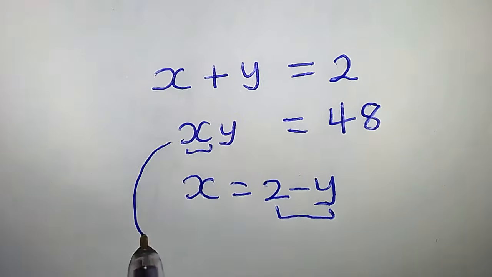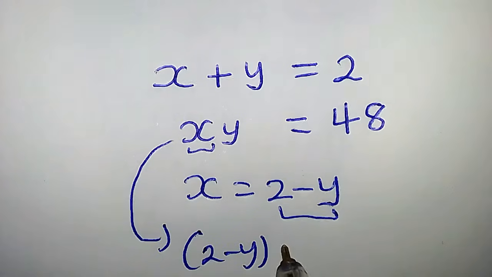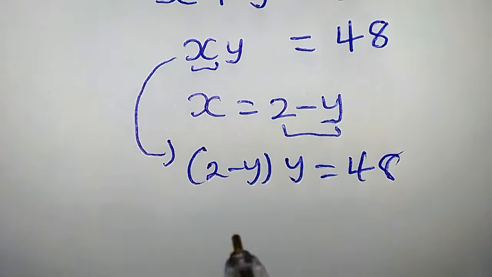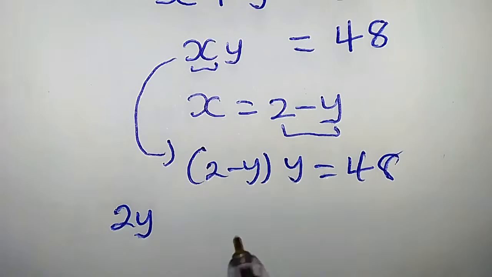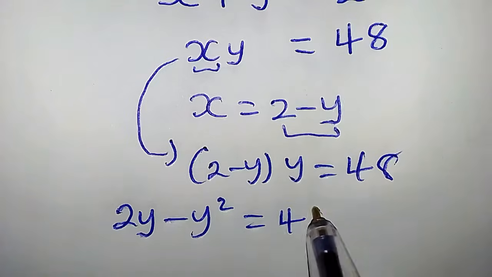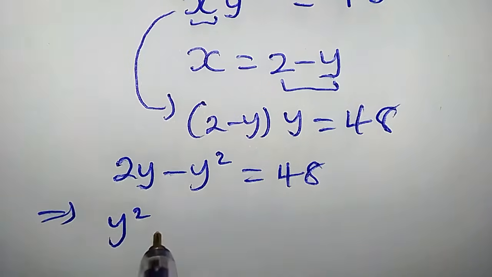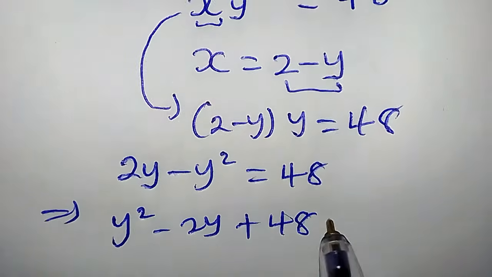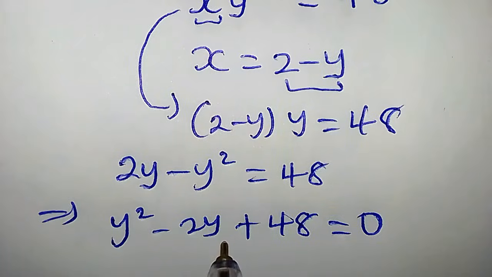So from this line, we have 2 minus y times y equal to 48. 2 times y, that is 2y, minus y times y, that is minus y square, equal to 48. This implies that y square minus 2y plus 48 is equal to 0, by rearranging this equation.